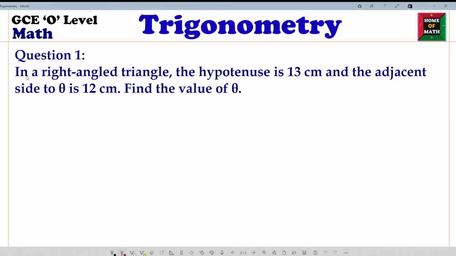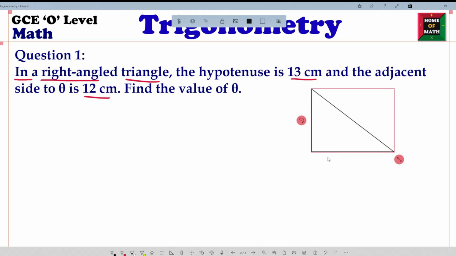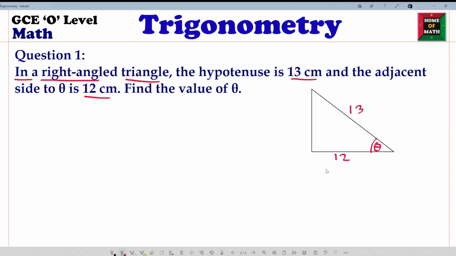In a right angle triangle, the hypotenuse is 13 centimeter and the adjacent side to theta is 12 centimeter. Find out the value of theta. So first, look, this is our right angle triangle. The hypotenuse is 13 centimeter, so here is 13 centimeter. This one is theta and the adjacent value is 12 centimeter, and we find out the theta.